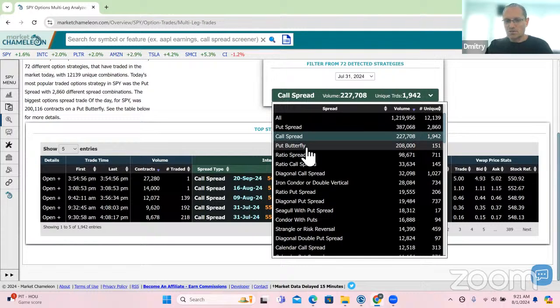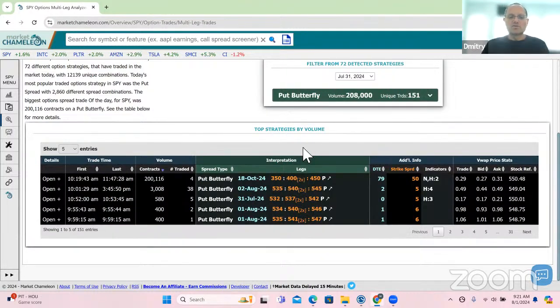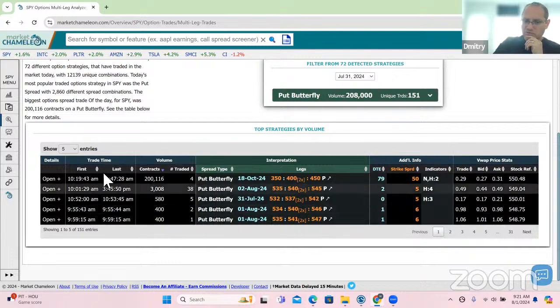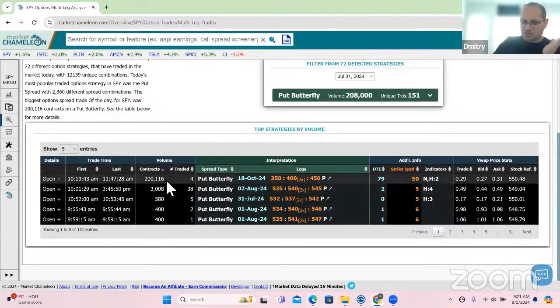So if we click on put butterfly, these are all the different put butterflies that traded yesterday, and this is sorted by volume. The one that sticks out the most is this one between 10/19/43 and 11/47. We saw 200,000 contracts total traded 4 separate times in this particular put butterfly. What's the put butterfly? It's October 18th expiration, right? It involved the 350 put, then the 400 put 2 times, right?